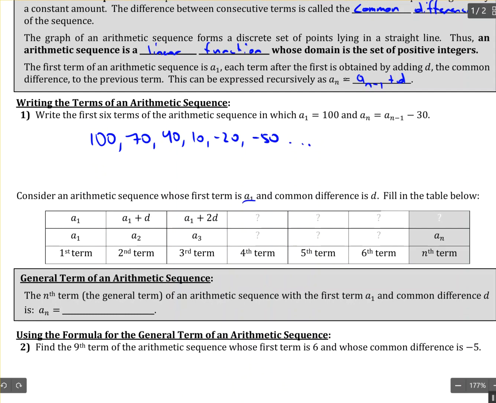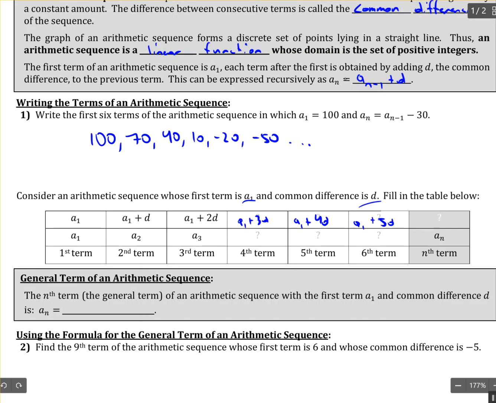All right, so let's just consider an arithmetic sequence. First term is A1, the common difference is D. Fill in the table below. So our first term is just going to be A1. Then we're going to add D to that. If I add another D, it's going to be plus 2D. So this is going to be A1 plus 3D. We're going to add another one. It's going to be A1 plus 4D, A1 plus 5D.